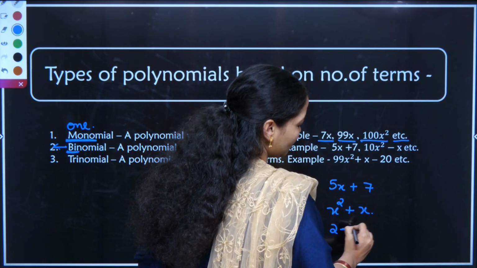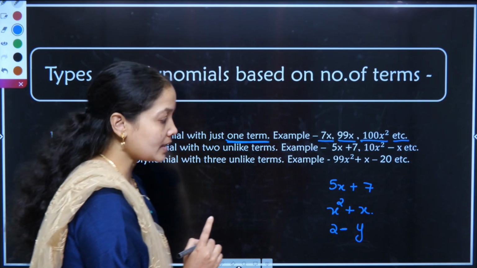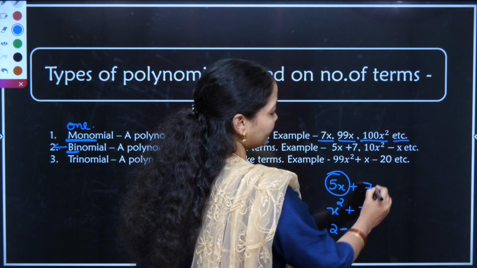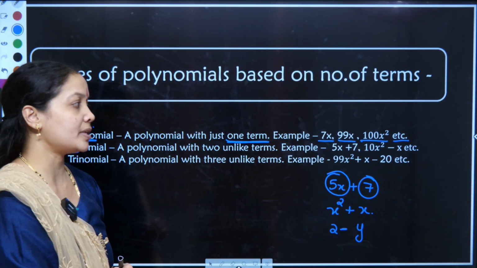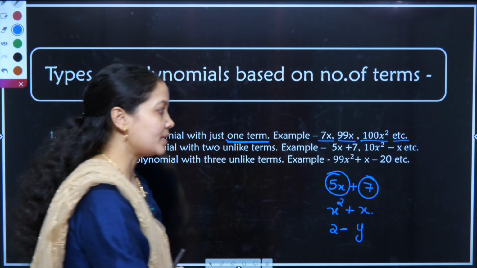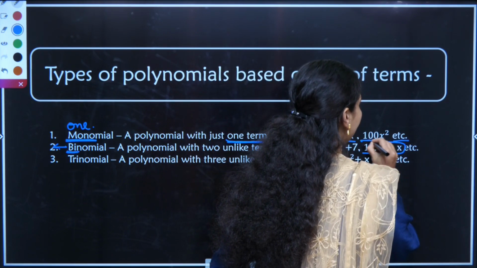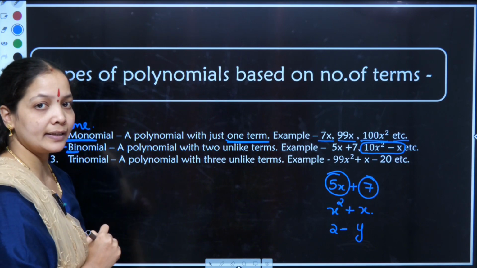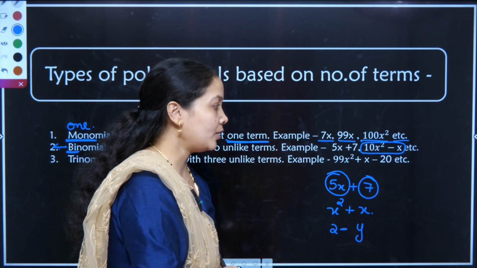2 minus y as a binomial. The only criterion is that I should have two terms in this expression. 5x is my first term, 7 is my second term. So, two terms present in the given expression, I call it a binomial. Another example of a binomial is 10x square minus x. 10x square is the first term and minus x is the second term. So, a polynomial with two terms is called a binomial.